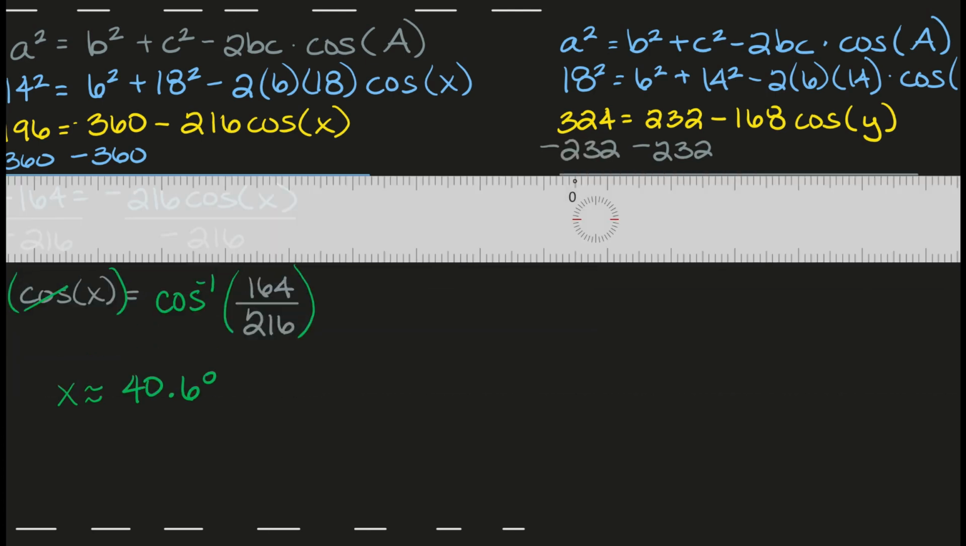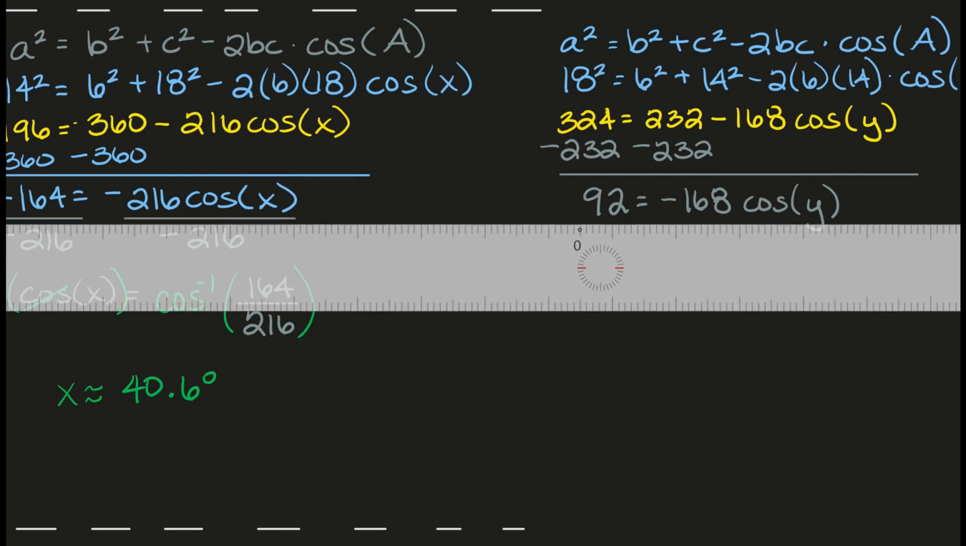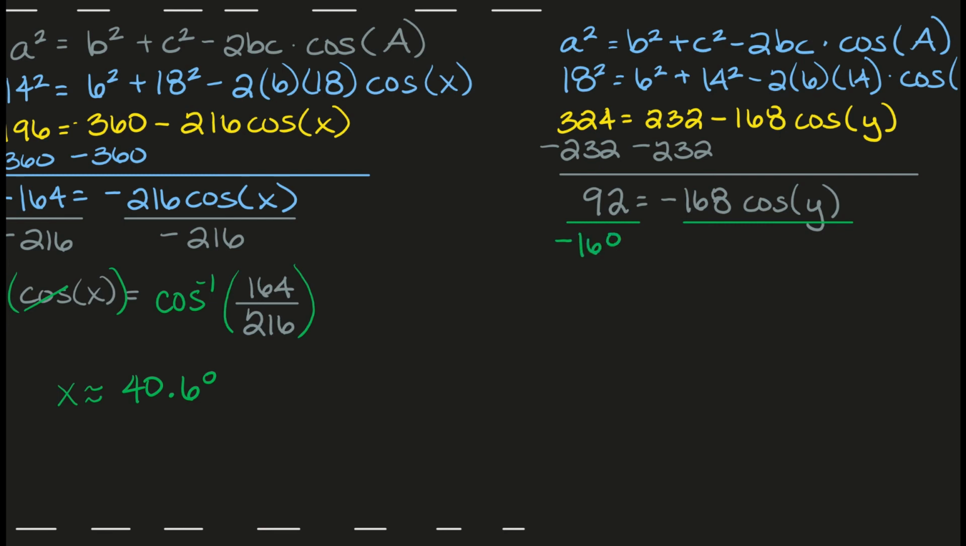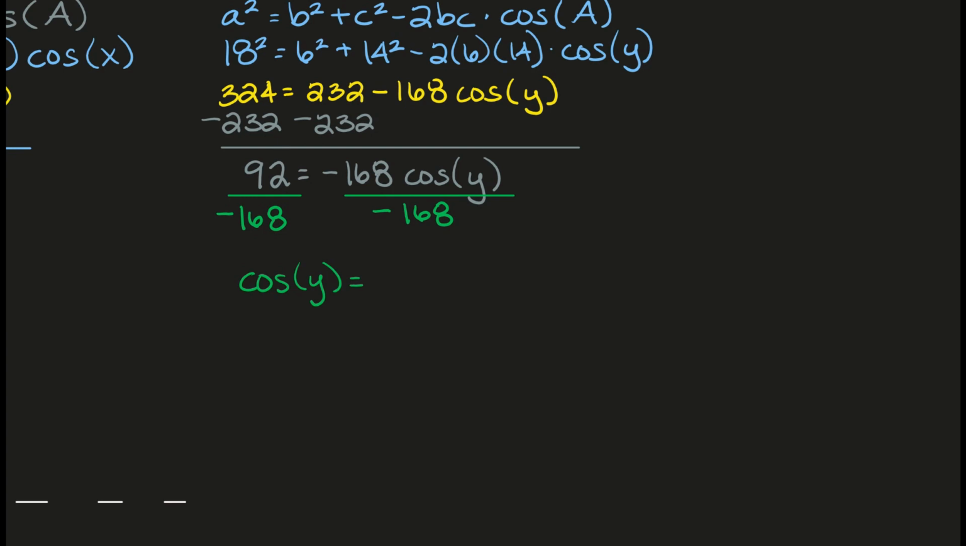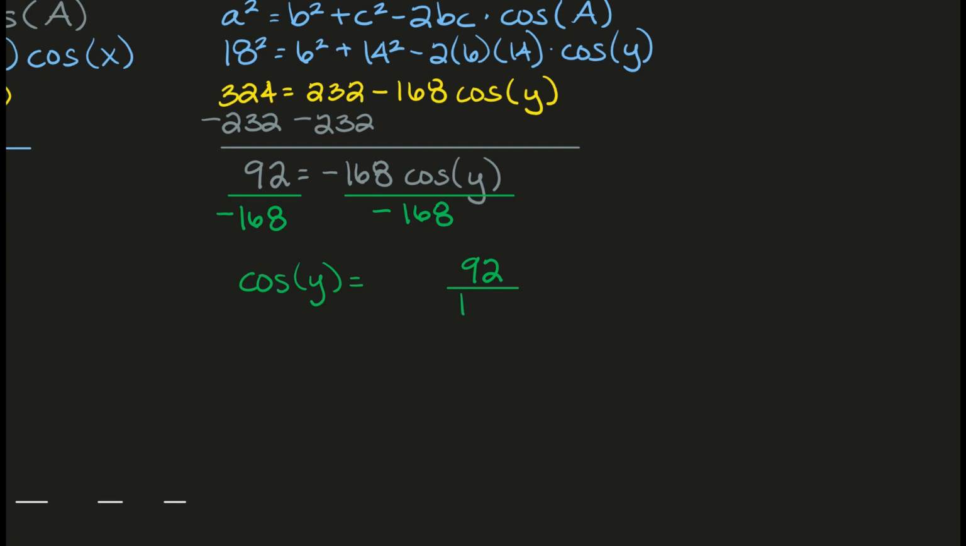So here, let's go ahead and subtract. 324 minus 232, this gives us 92. We'll bring down the negative 168, and we will divide by the number that's in front of cosine. We will divide by the leading coefficient. So here we have cosine y equals negative 92 over 168. And I'll go ahead and put my negative out front here.